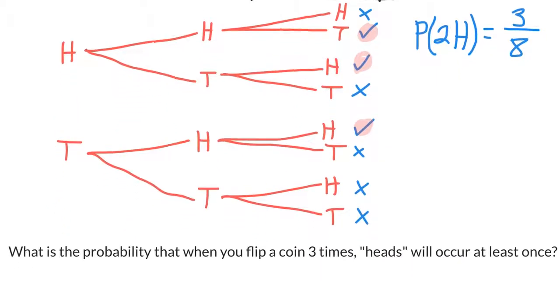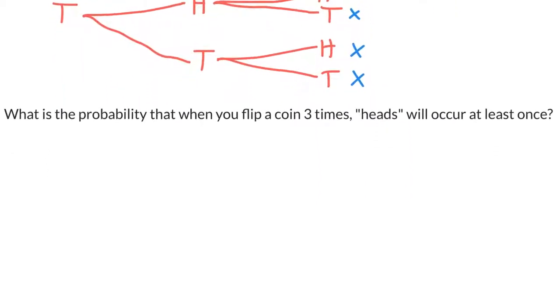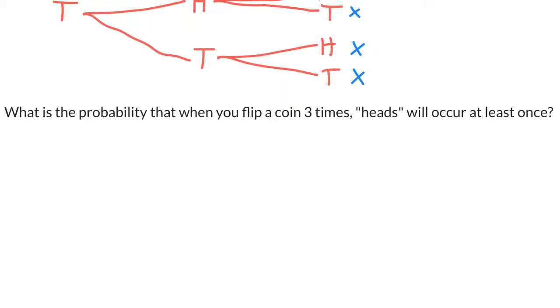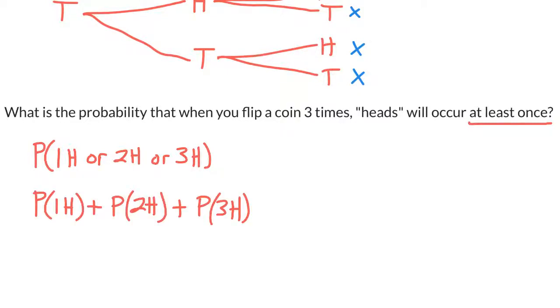Here's another question that deals with the same situation. What is the probability that when you flip a coin 3 times, heads will occur at least once? So the key to this question is at least once. So it's really asking the probability that you are getting 1 or 2 or 3 heads. So you could analyze your tree diagram and add the probability of getting 1 head and the probability of getting 2 heads and the probability of getting 3 heads, but that's a lot of work.